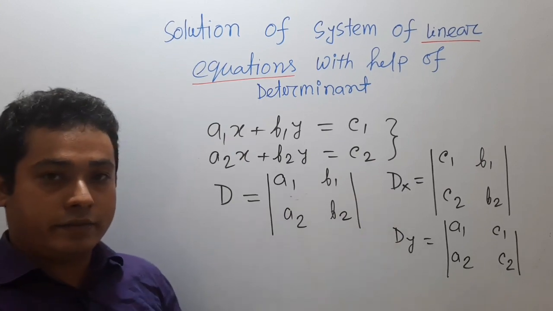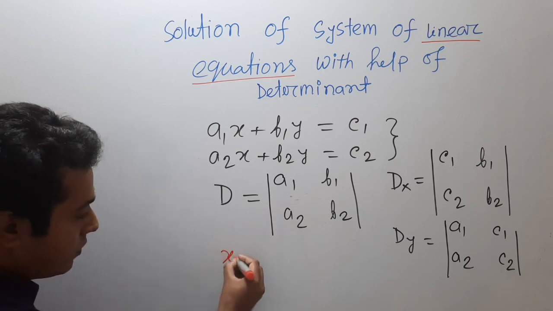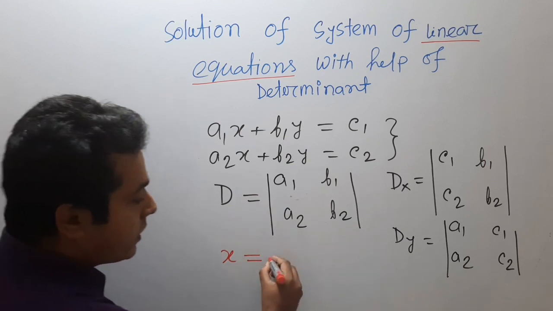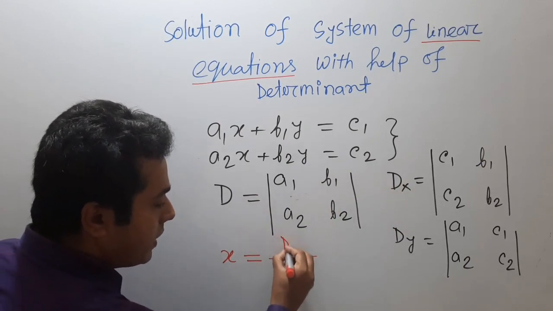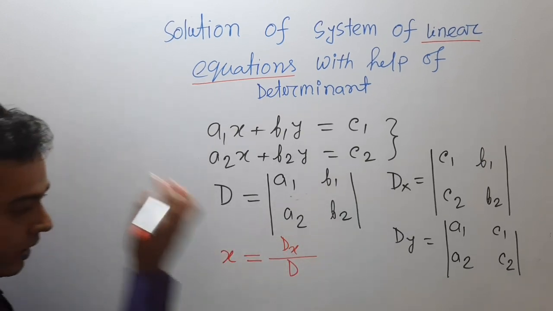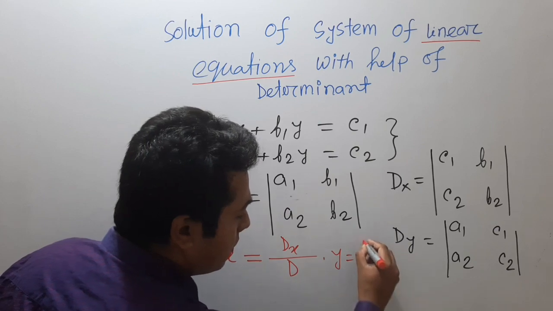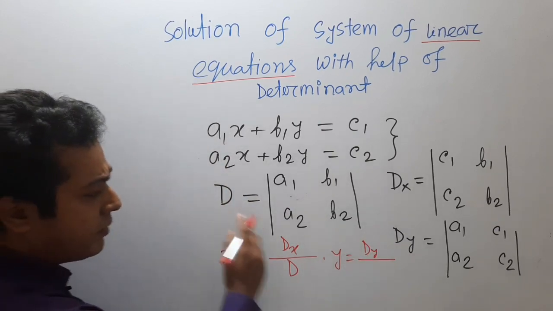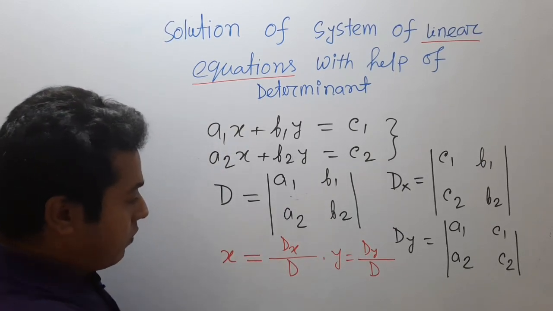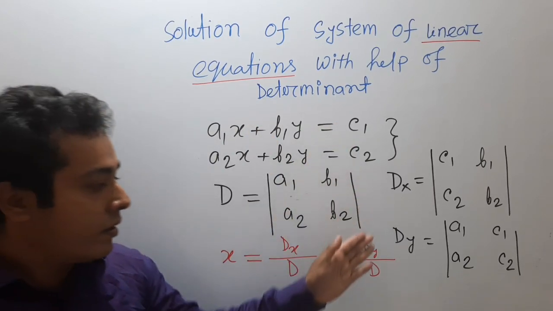Now x is equal to the determinant Dx divided by D, then the result is the value of x, and y is equal to the determinant Dy divided by D, then the result is the value of y, and the values of x and y are the solution of this system of linear equations. Okay, this is our method.